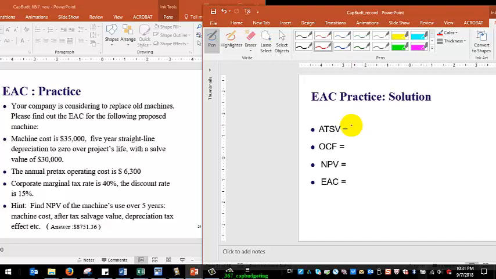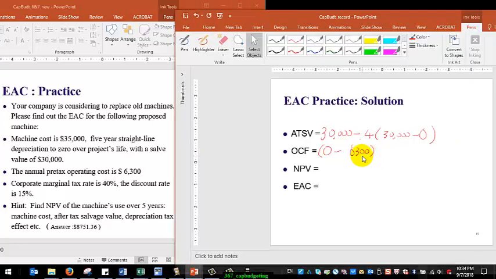To do this, first let's figure out the operating cash flow and the salvage value. The machine will be sold at 30,000. Okay, the tax is 40%. The machine will be depreciated all the way to 0 in year 5. So in year 5, the time when we sell the machine, the book value is 0. So that's ATSV. For operating cash flow, remember there's no impact on the sales revenue. We're going to use the tax shield. There is no sales revenue change, but the operating cost is 6,300, so we will have to pay tax. And the depreciation on the machine is 35,000 over 5 years straight line. This is a tax shield, times 0.4, right?